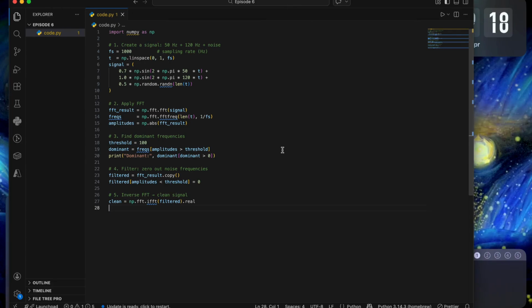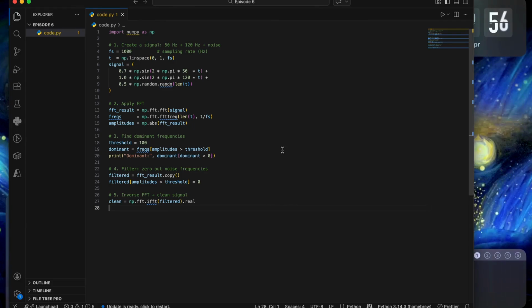Step 2, we apply the FFT. np.fft.fft takes our signal and returns complex numbers. np.fft.fftfreq generates the corresponding frequency axis. np.abs gives us the amplitude at each frequency. Step 3, we find dominant frequencies. We set a threshold here, 100, and extract all frequencies where the amplitude exceeds it. Running this will print exactly 15 and 120.